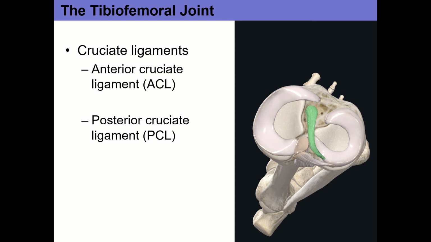Non-contact accounts for 80% of ACL sprains. So most of the time, nobody touches you, you just land wrong. One of the more classic mechanisms is somebody lands with their knee in extension and the foot in plantar flexion. You see that when somebody tries to stop and they stop wrong. Then the tibia is going to slide forward. That can stress the ACL.